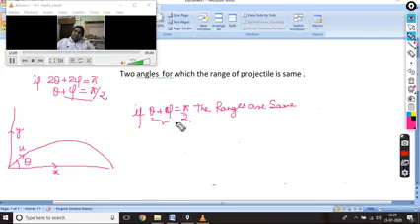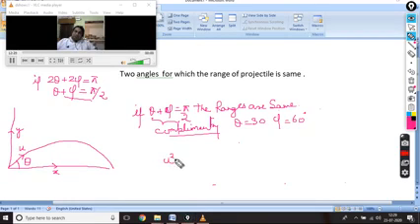Let's say theta plus phi equals pi by 2. What does this mean? Basically, this means the angles are complementary. For example, I'm going to take two angles. Let us say theta equals 30 degrees, and phi equals 60 degrees. Clear? Let me find the range for 30 degrees. It comes u square sine 2 into 30 degrees divided by g.